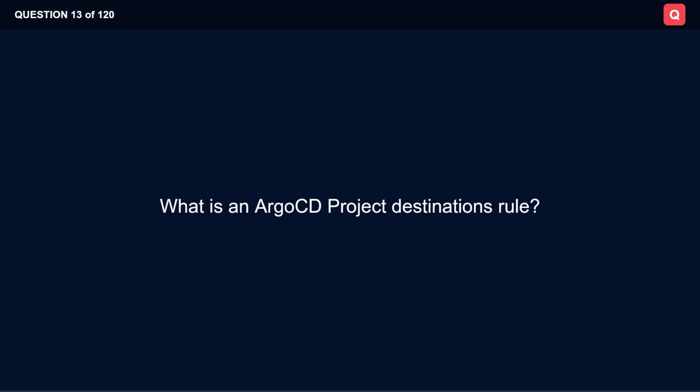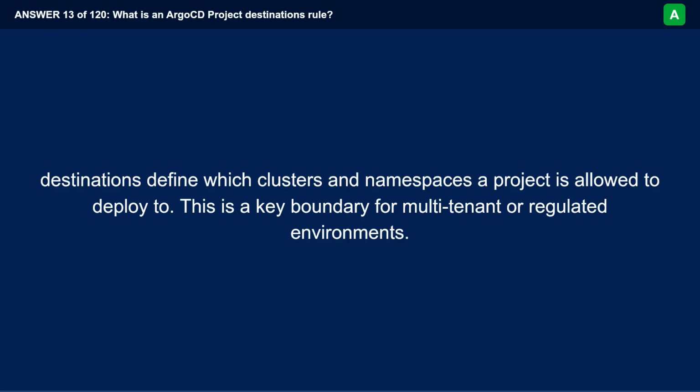What is an ArgoCD project destinations rule? Destinations define which clusters and namespaces a project is allowed to deploy to. This is a key boundary for multi-tenant or regulated environments.